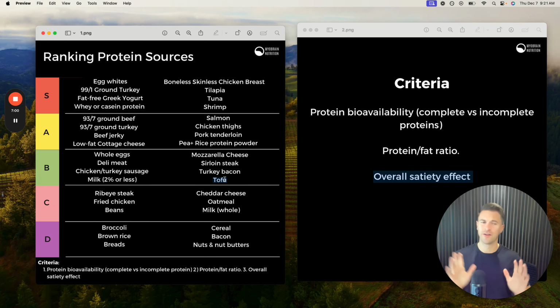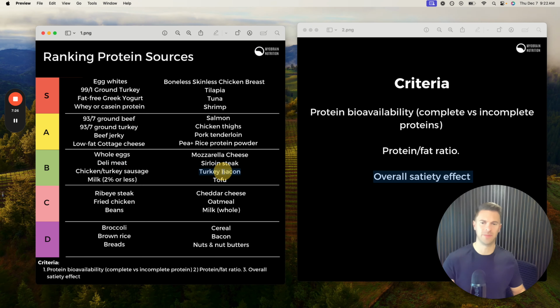So still fantastic options. Not the biggest difference, I would say, between an A and a B tier. These will probably not be the staple of a meal every single time. You're probably not going to center your breakfast around just whole eggs or your lunch just around deli meat. These may be accessory things. We have some chicken sausage with our eggs and egg whites.